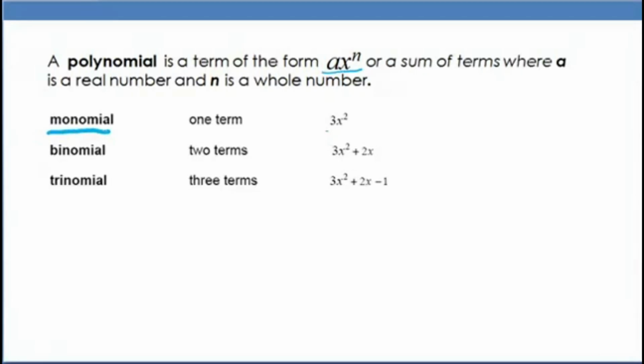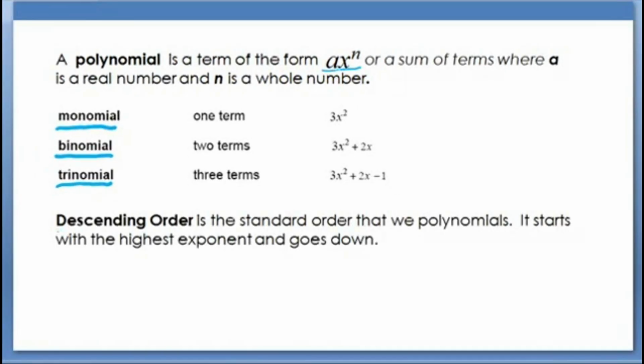For example, 3x squared. If we have two terms, remember terms are separated by signs, so this will be one term, two terms. We call it a binomial. And three terms we call a trinomial. 1, 2, 3. All of these can be referred to as a polynomial, and anything with more than three terms is also called a polynomial.